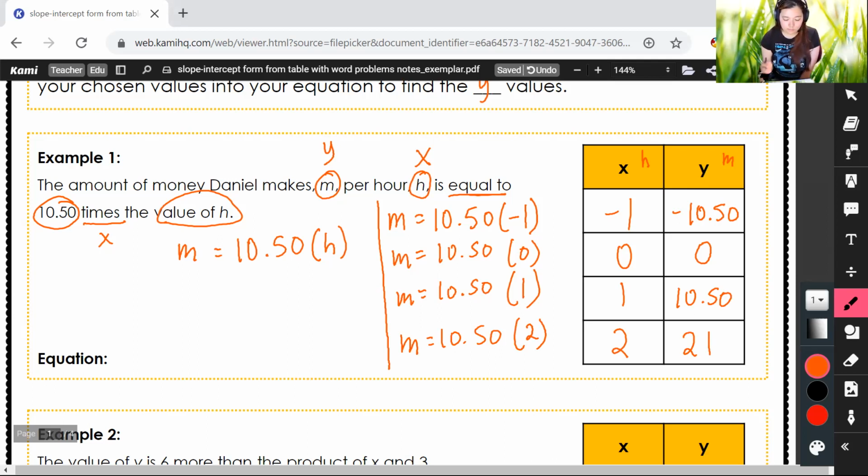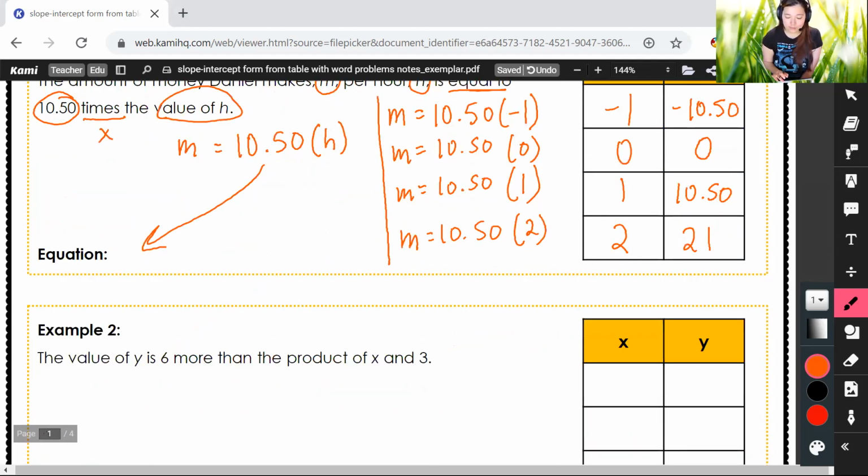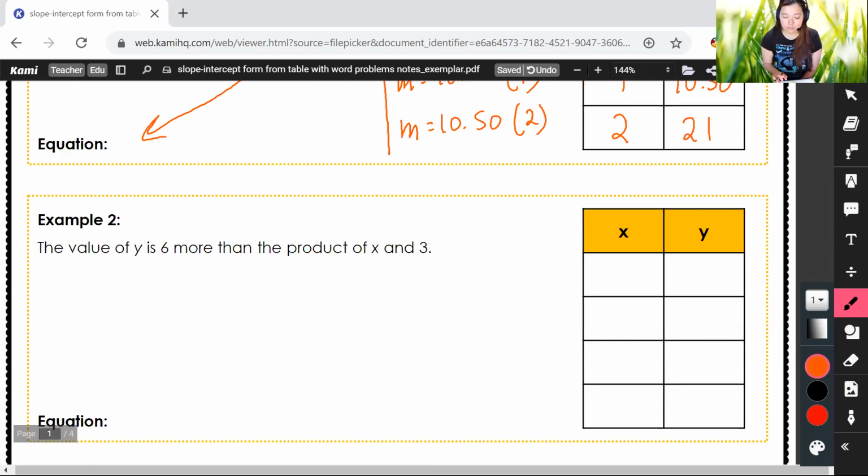Okay. So that was an example of what you're supposed to do with a proportional equation. See, that's much easier because all we had to do was multiply. And that's how we get our y values, and we're done. We have our table. Well, let's look at one where the equation is a little bit more complicated.